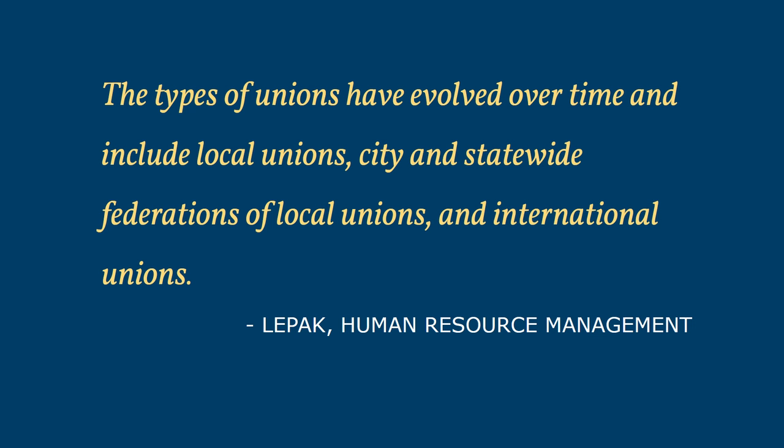Let's now provide an overview of the different types of unions and discuss why they exist and how they are related. The types of unions have evolved over time and include local unions, city and statewide federations of local unions, and international unions. Local unions later joined together to form city and state federations. Statewide federations joined together to form national unions, and many of these have now become international unions.